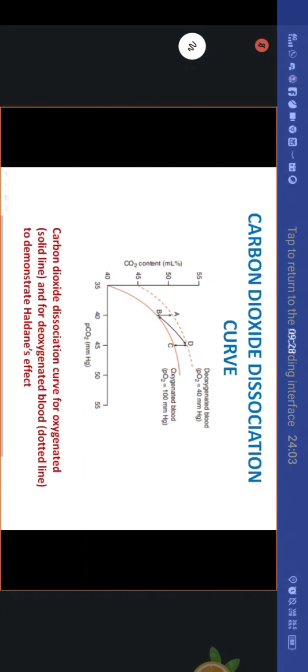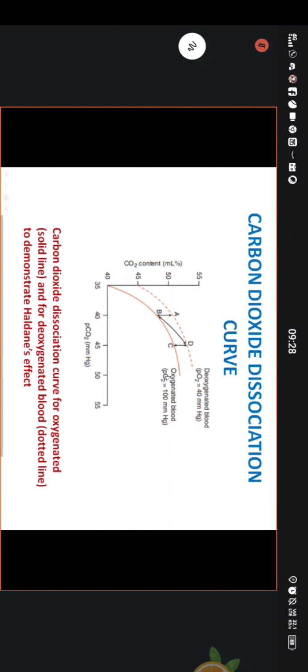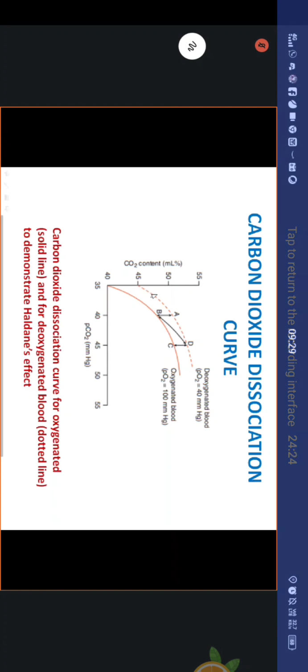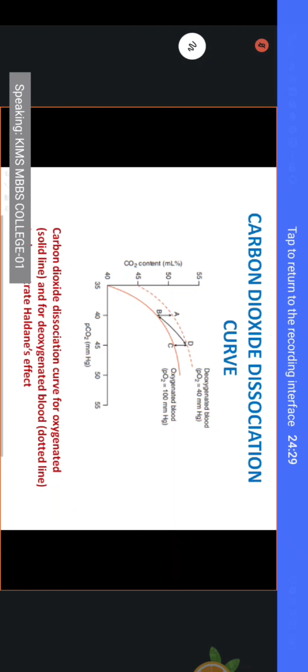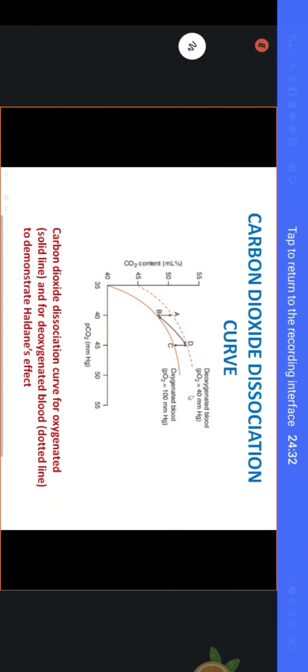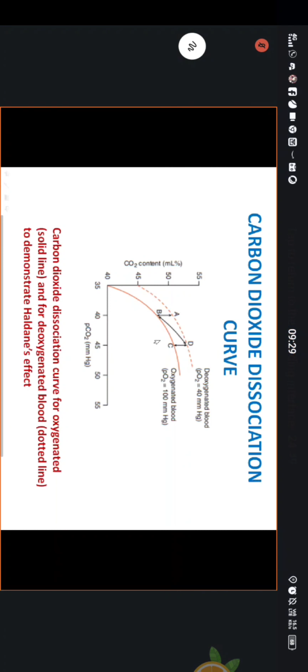So this carbon dioxide dissociation curve represents the Haldane effect. How? This complete line is the oxygenated blood, where PO2 is around 100 mm of Hg, usually seen in the alveoli of the lungs. Whereas the deoxygenated state, this dotted line, indicates the tissue level, where PO2 will be around 40 mm of Hg only. Then points A, B and C, D demonstrate the carbon dioxide content.